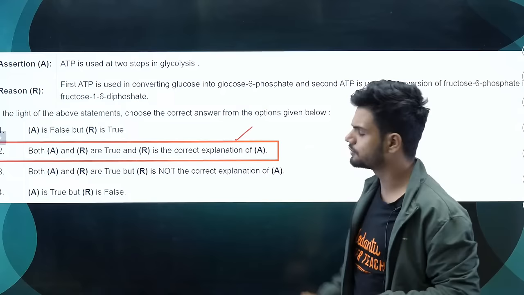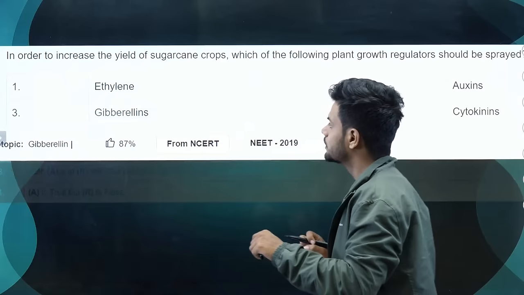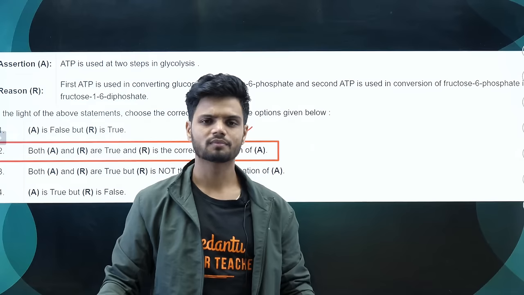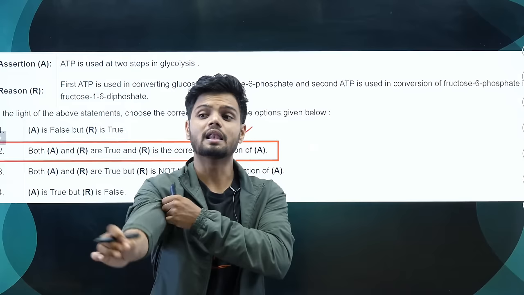Next question. In order to increase the yield, oh students, now done. Your respiration in plants is done. Now we will be starting with the last chapter of your class 11th botany.